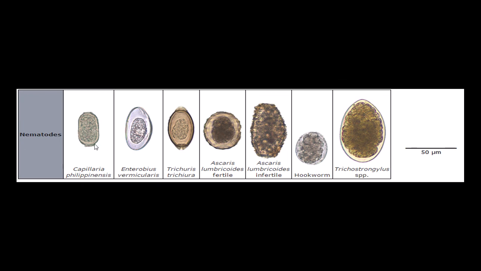Capillaria philippinensis, for example, this is one. The second, for example, Enterobius vermicularis, or the pinworms, with a D-shaped egg. We get that from the Scotch tape technique around the perianal region. You can see the ova.